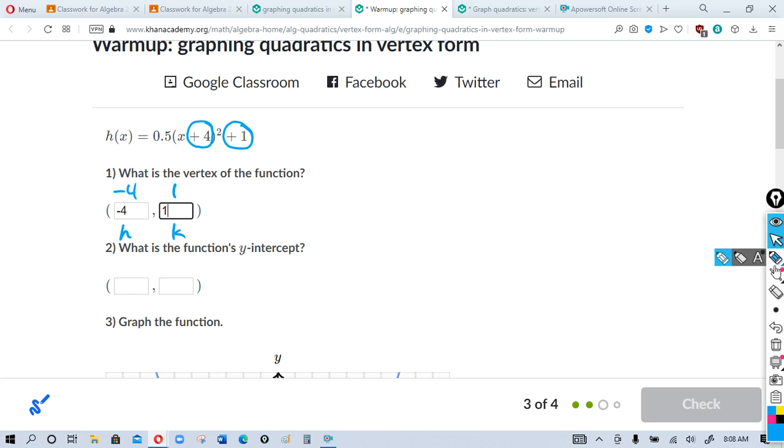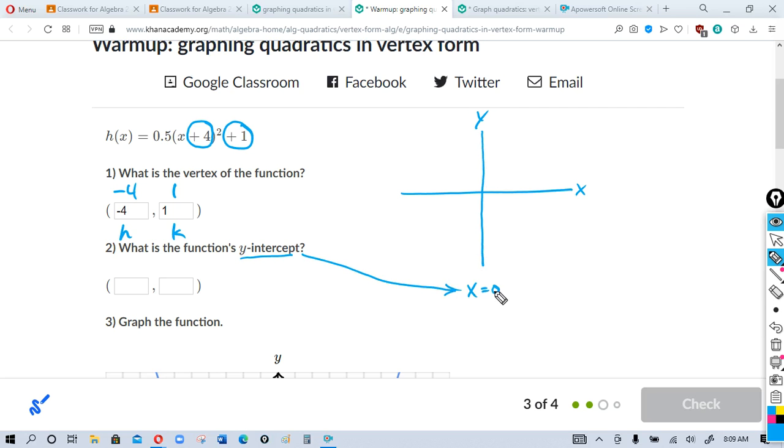All right, and for part 2, they are asking for the function's y-intercept. Okay, so let's see what they mean by that. Most of you know the y-intercept already. This is the x-axis, this is the y-axis. Most of you know the y-intercept is where it hits or crosses the y-axis. Okay, and at the y-intercept, this line right here, the whole line is x equals 0. So for the y-intercept, it's basically going to be where x equals 0. All right, so all you have to do is plug in x equals 0 to get the y-intercept.